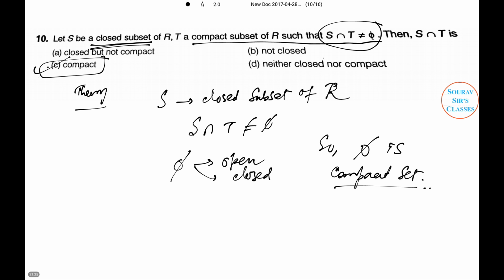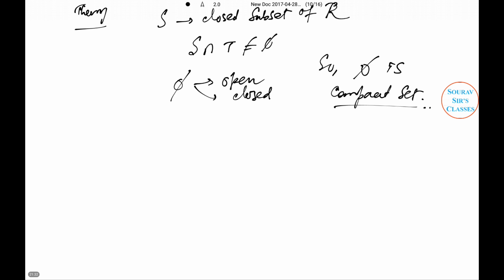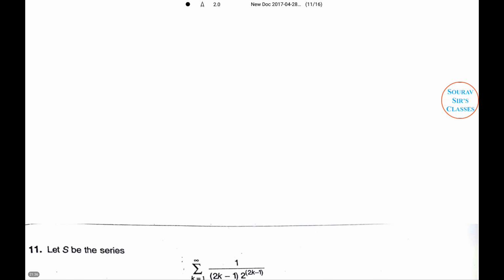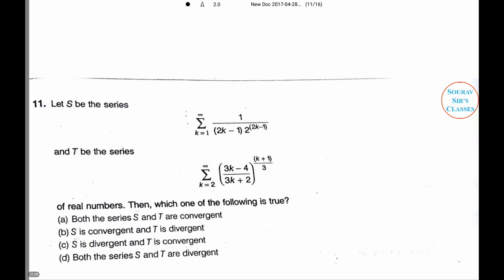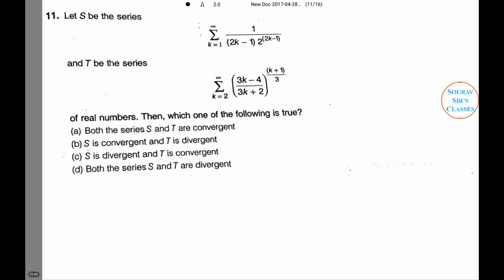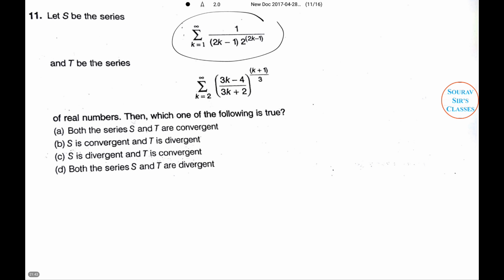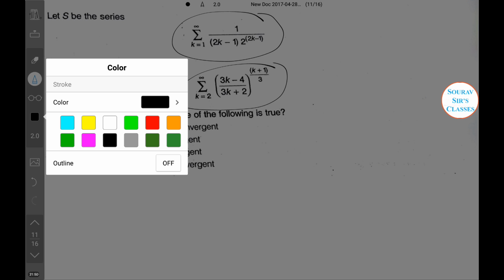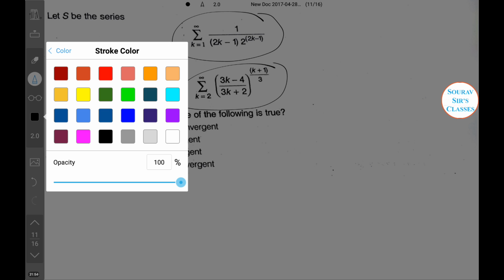Hence option C is our correct answer. Now we are proceeding to the next question, that is question number 11. They have given us a big series, summation of 2k minus 1 and this one. We need to cross check whether both series are convergent or divergent. Very basic formulas we have to apply in order to solve this question.